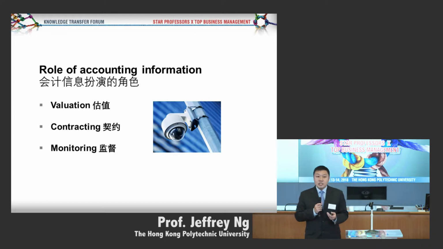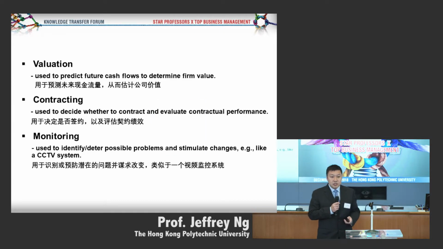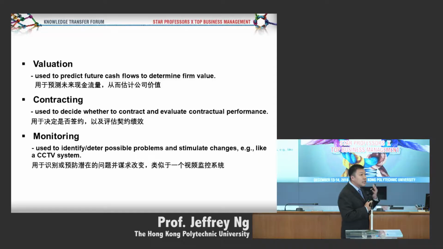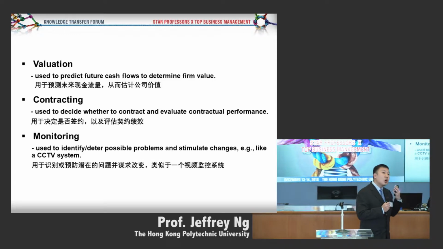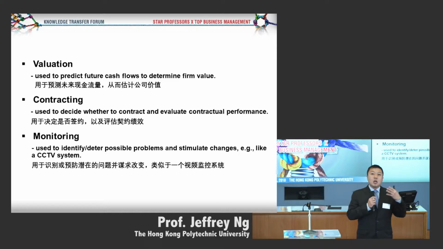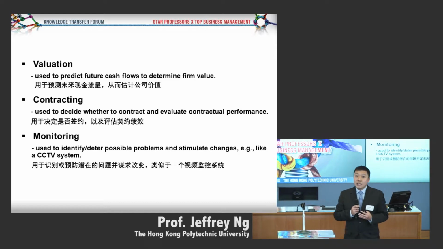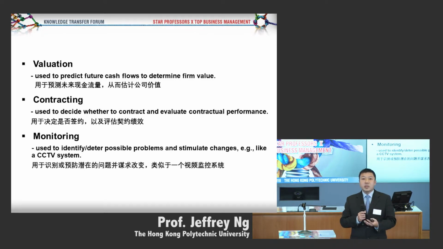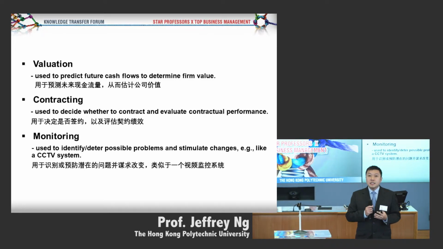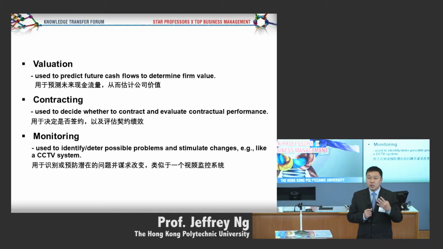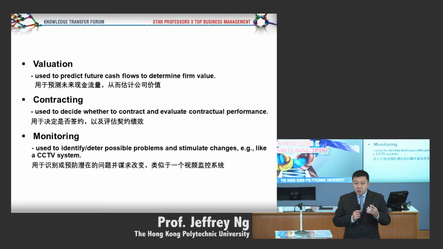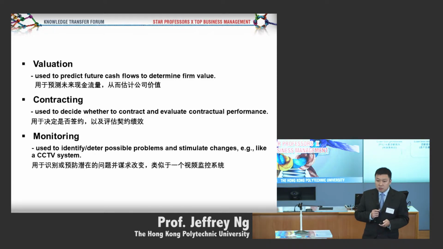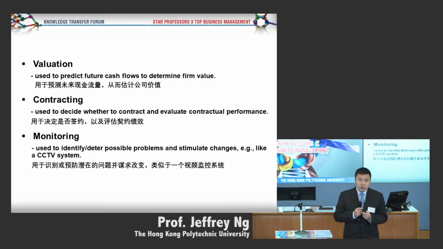Okay, so there is also the contracting role of accounting information. Under the contracting role, you can think of contracts containing accounting numbers. For example, compensation contracts containing ROA targets, ROE targets, so that managers can get bonuses. You can also think of accounting numbers being used in loan contracts to make sure that the borrowers fulfill their obligations. Finally, there's the monitoring role of accounting information.